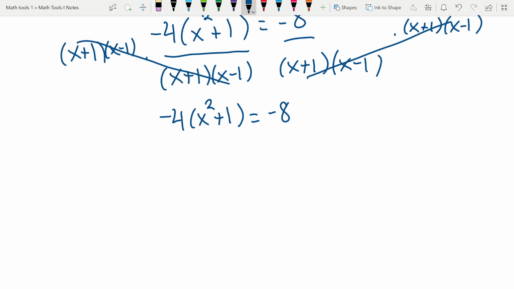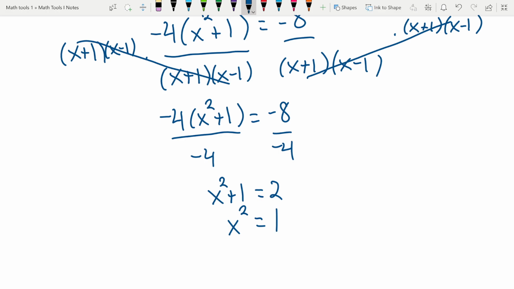So now we'll divide both sides by negative 4. And we'll get x squared plus 1 equals 2. So x squared equals 1. And this means that x equals plus or minus the square root of 1. In other words, plus or minus 1. Right? So x equals 1 or x equals negative 1.